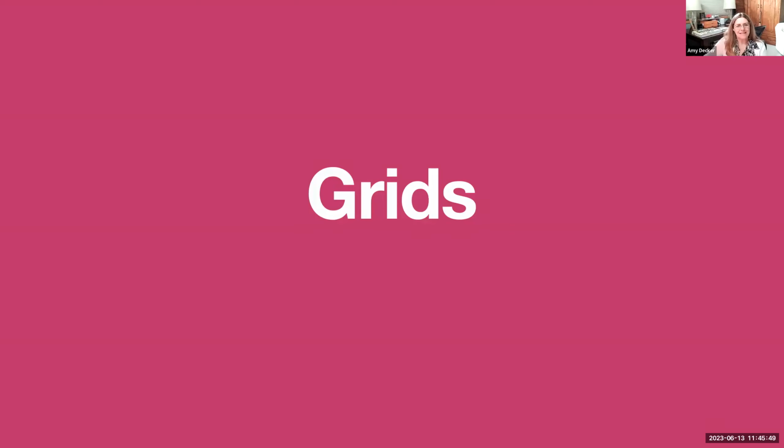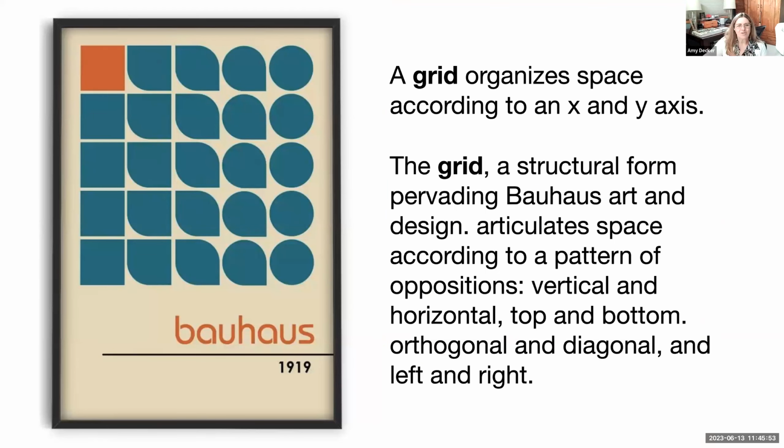So that moves us into grids. A grid organizes space according to an X and Y axis. The grid is a structural form pervading Bauhaus art and design. This articulates space according to a pattern of oppositions: vertical and horizontal, top and bottom, orthogonal and diagonal, and left to right.